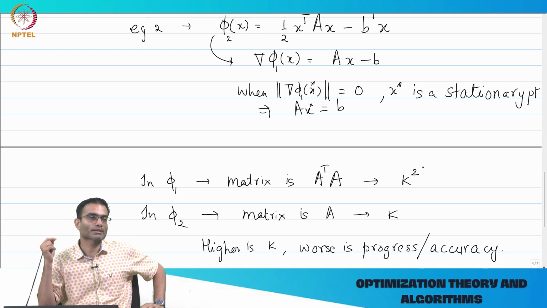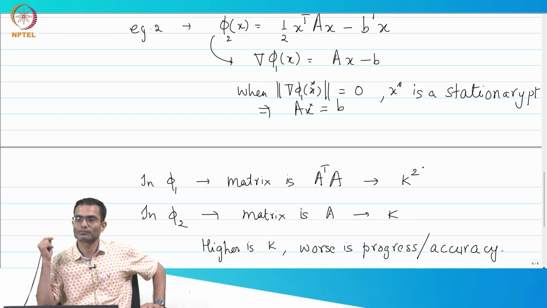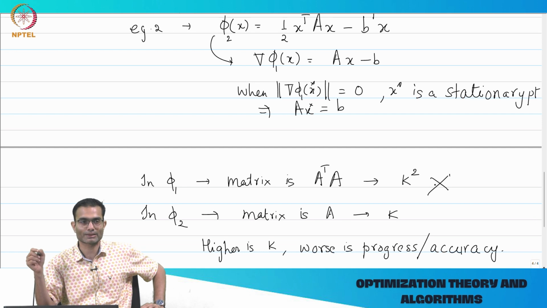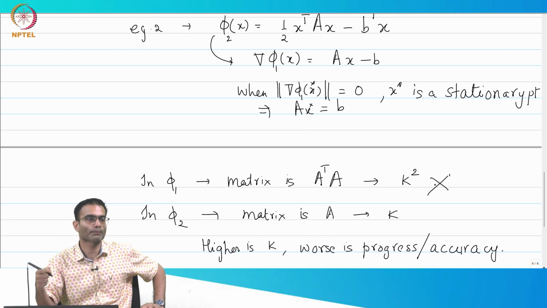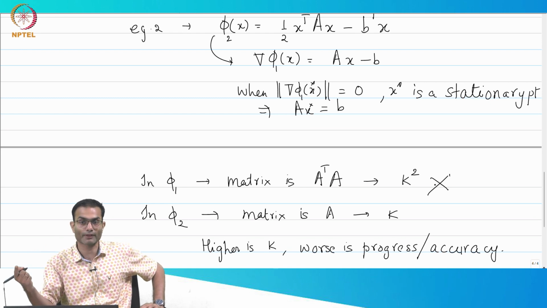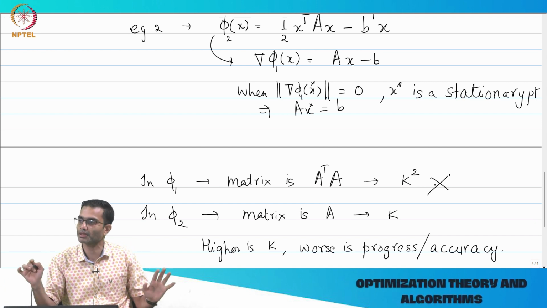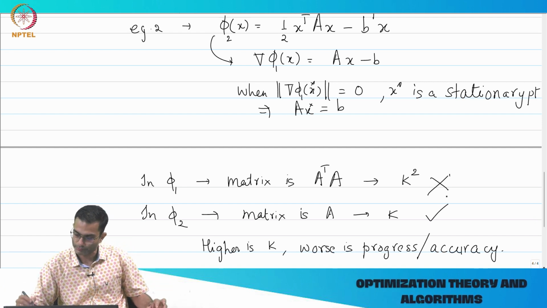Kappa is a number that is greater than 1 or less than 1? Greater than 1, right? So, that is why this method is less preferable. It will give the correct answer, but the moment you enter the real world where there is error and noise, the noise is going to get amplified by a square of the condition number, rather than the second approach where you are working just with the condition number, right?